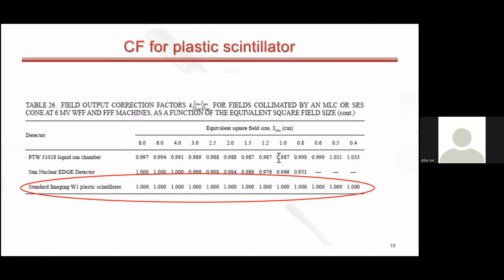This is the table taken from TRS 398. It is the correction factor. You can see that the correction factor for plastic scintillator, W1 plastic scintillator, is 1 for fields as small as 0.4 by 0.4 centimeters square. You can see it here.